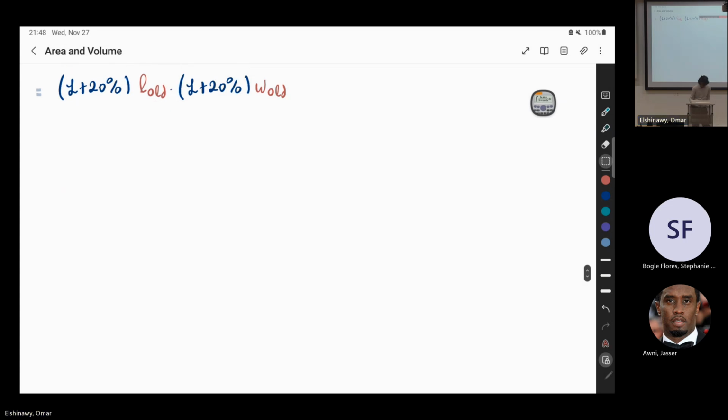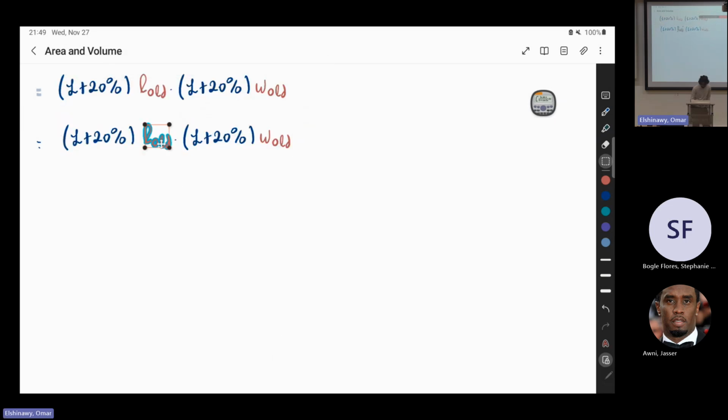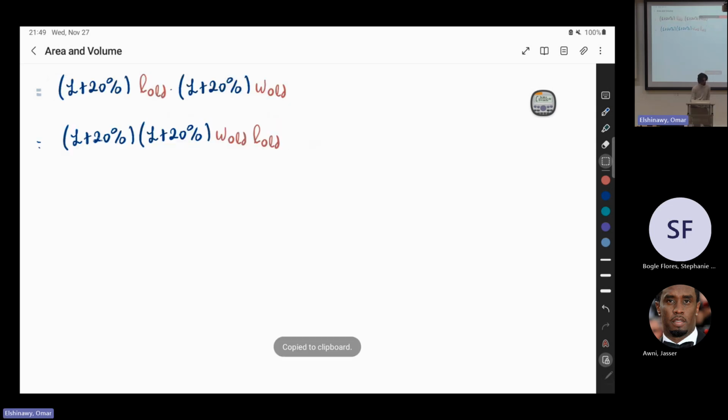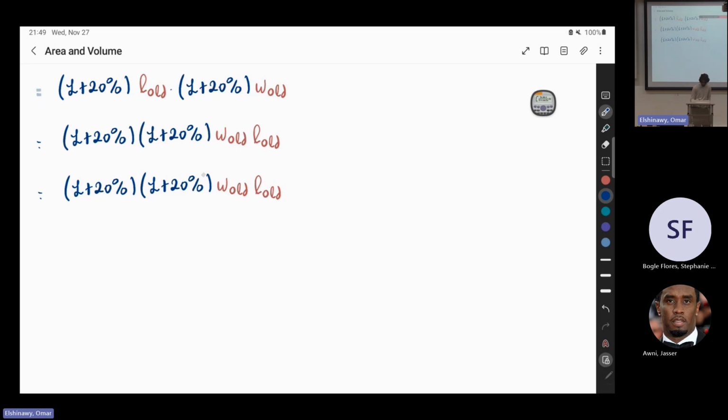So this is L old times W old. I'll just change the placing of some of the terms. This will be here, this will be here, and these will be there. Guess what? These two terms are exactly the same, and you're multiplying them by each other, right? Then I can just square this, and it will be a 20% increase twice in the original area. You see now what will happen.